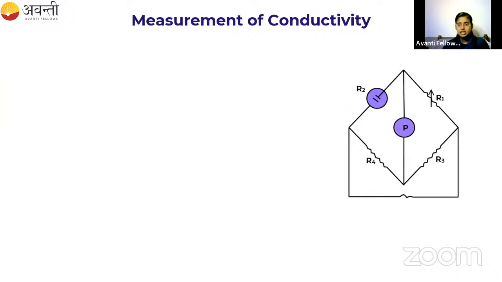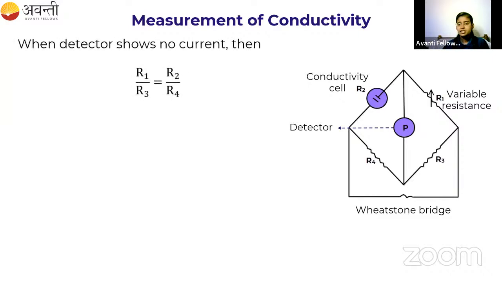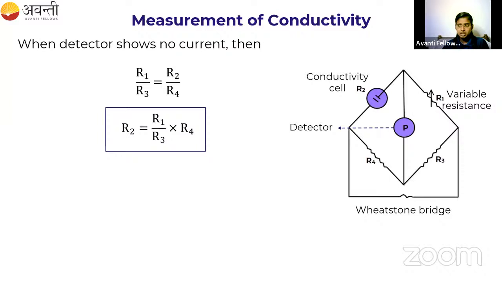We have 4 resistors R1, R2, R3, R4, and this instrument is called the Wheatstone bridge. R2 is the conductivity cell, R1 is the variable resistance, and P is the detector. Whenever the detector shows no current, R1 by R3 will be equal to R2 by R4. On rearranging, the R2 value comes out to be R1 by R3 into R4. Using this formula, we can find the conductivity cell resistance R2. From this, the kappa value is G into G star.